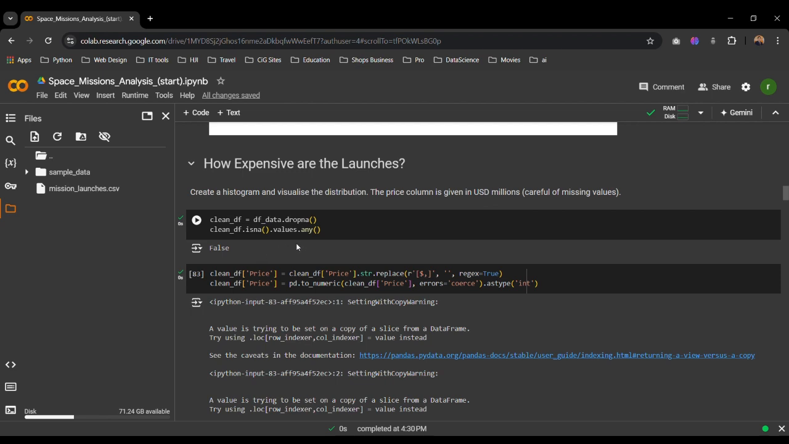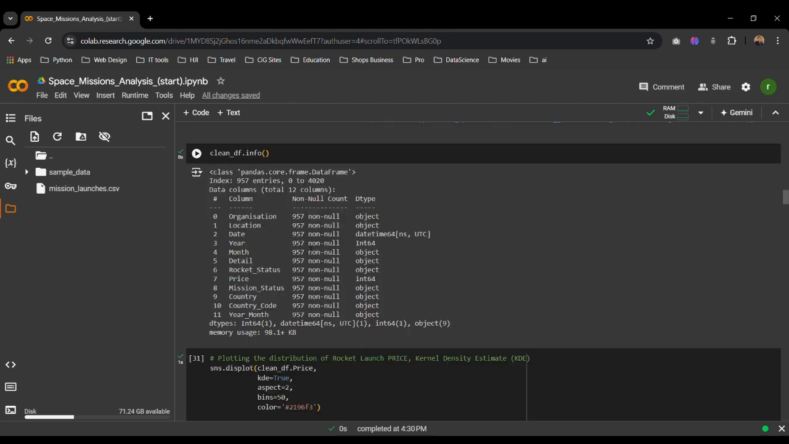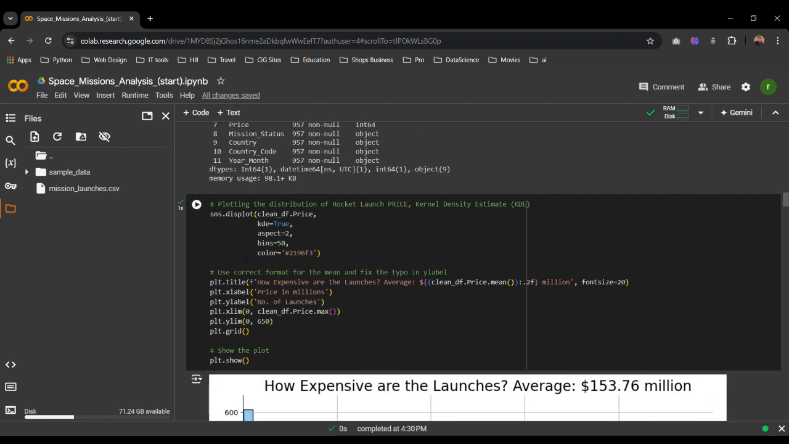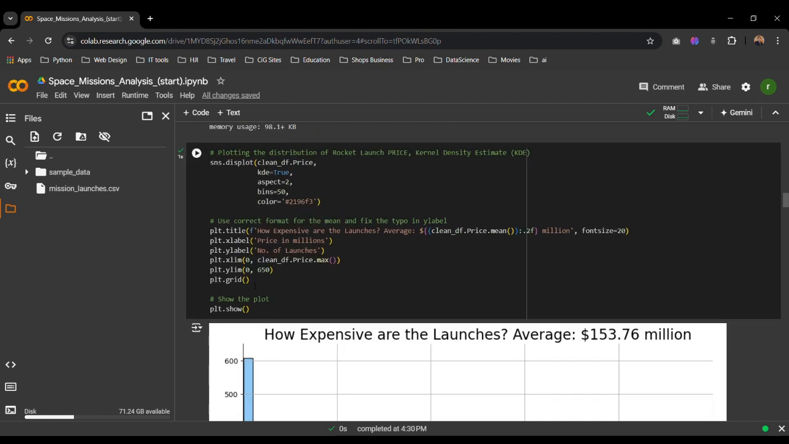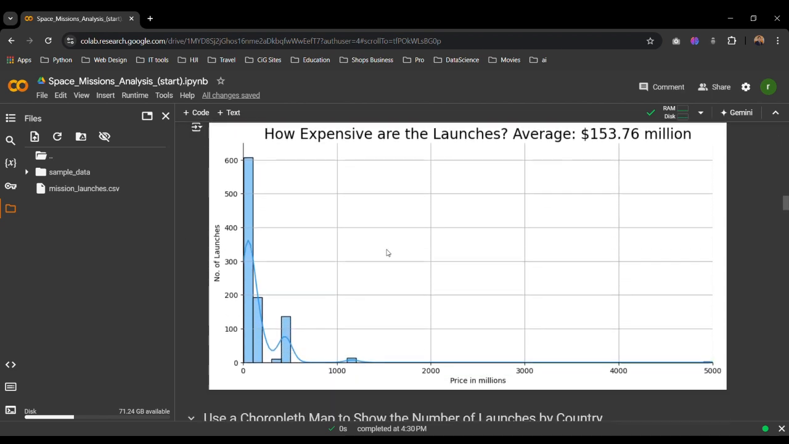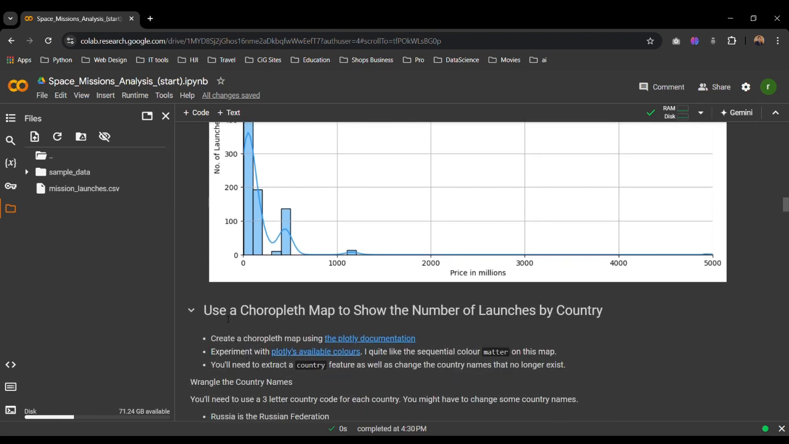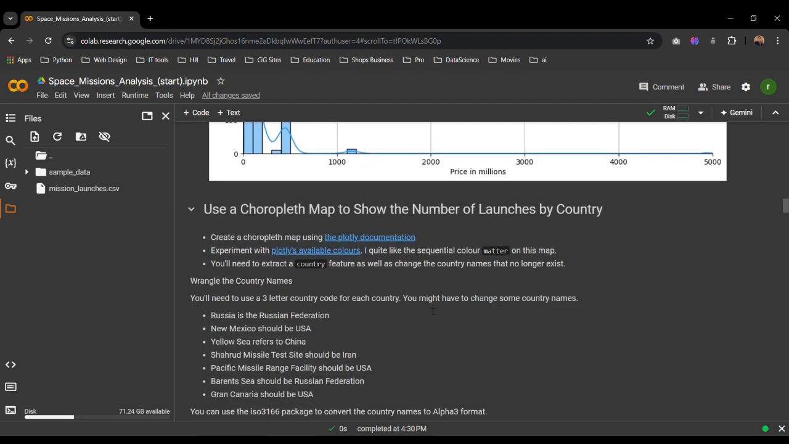The question is, how expensive are the launches? So we have to clean the data first. Out of the 4,000 plus data, after cleaning it up, 957 rows remain after we cleaned up our data. So we plot it using the Seaborn to check the kernel density estimate, or the distribution of the price in our data. By average it is 153.76 million per launch.